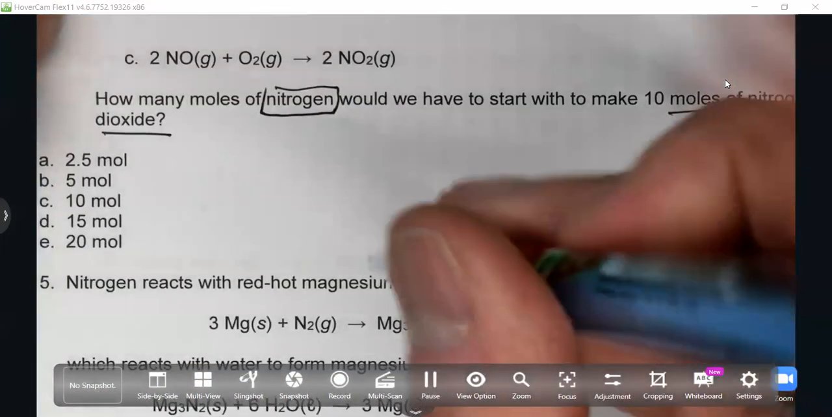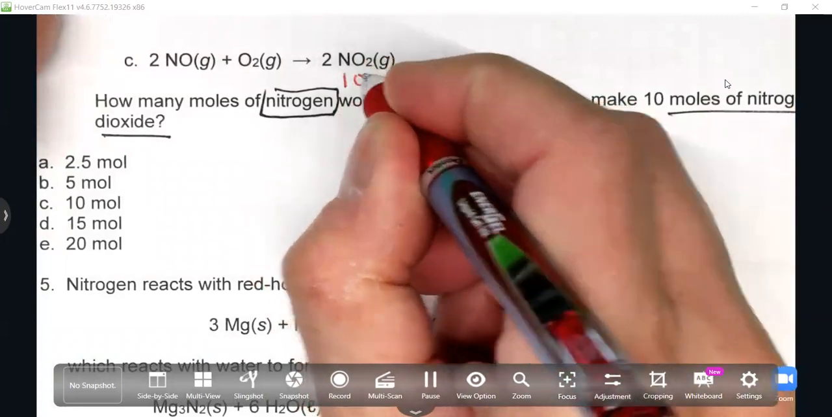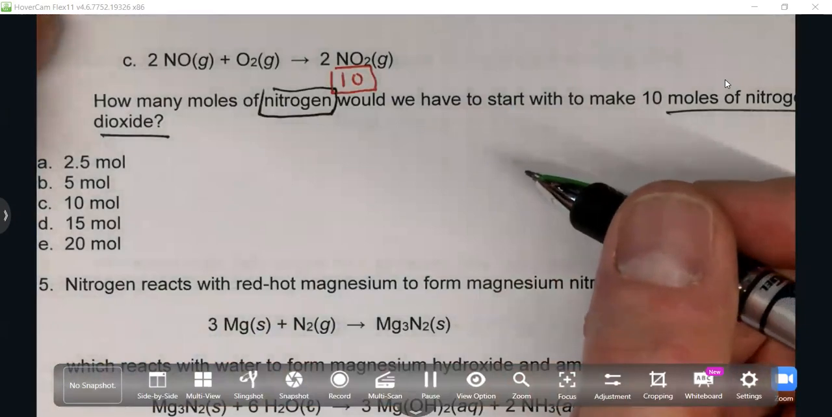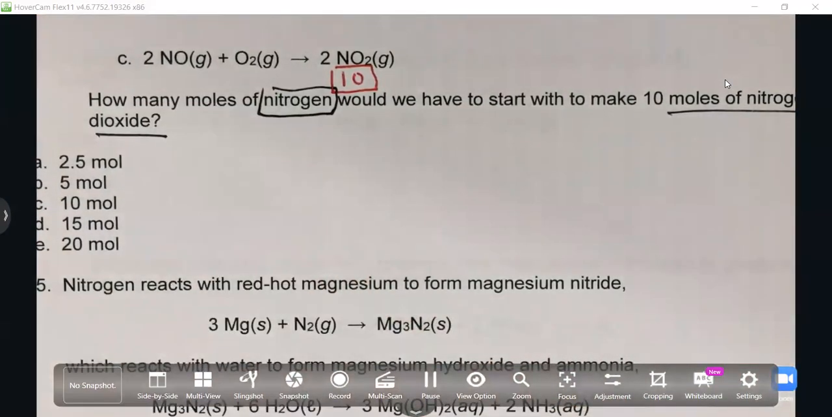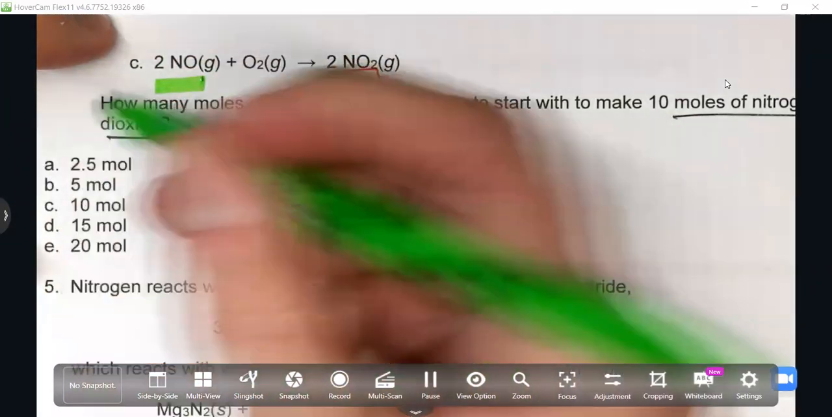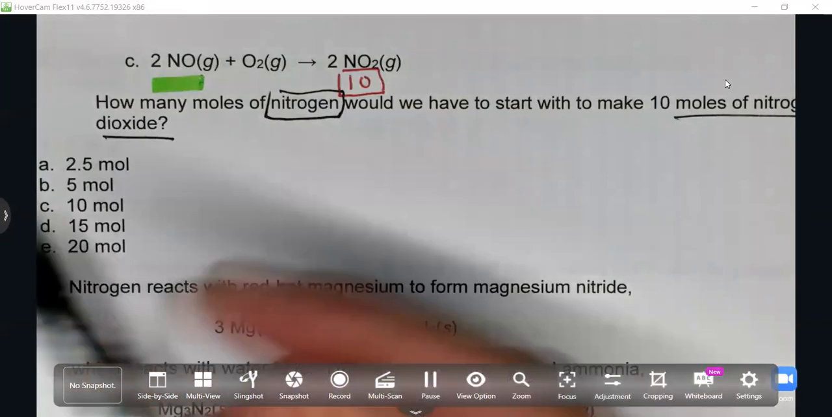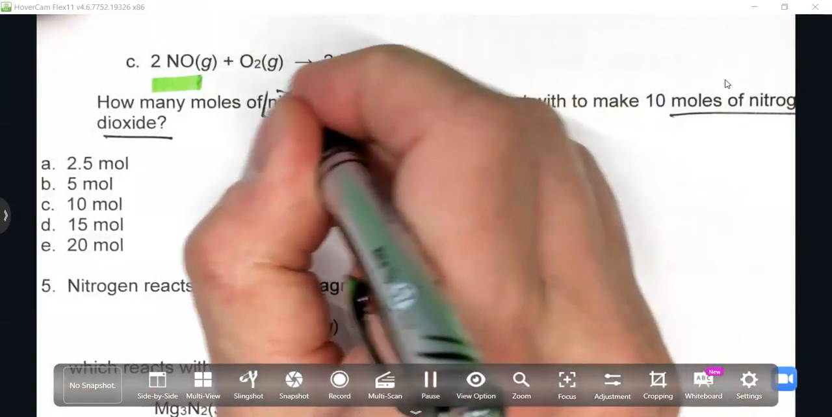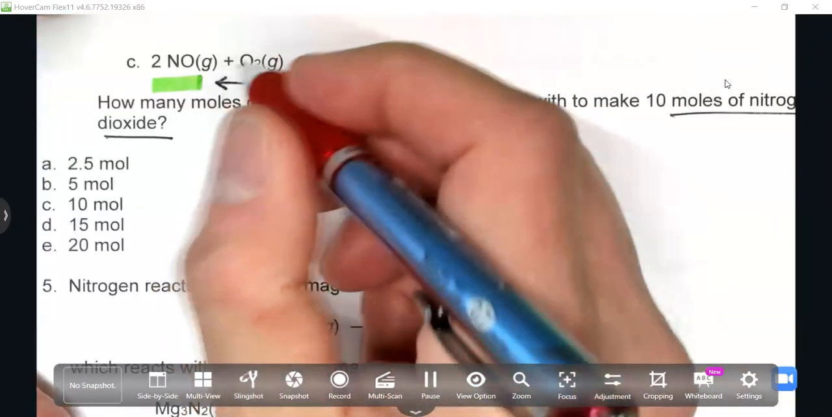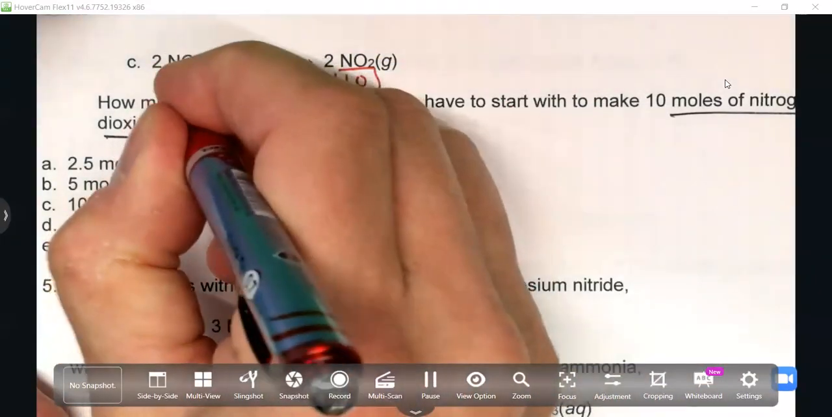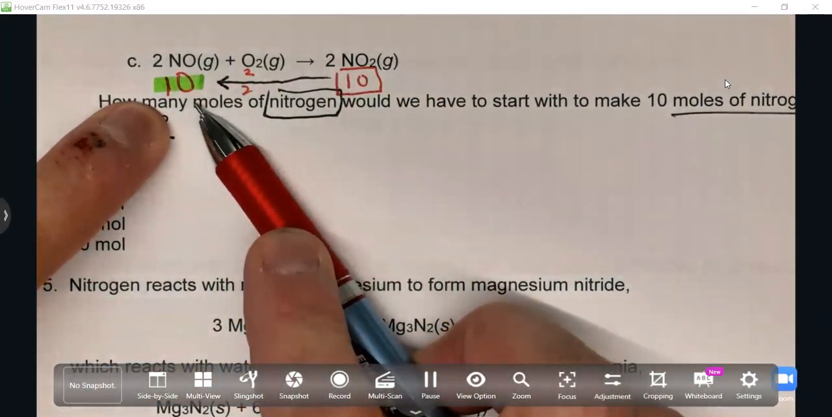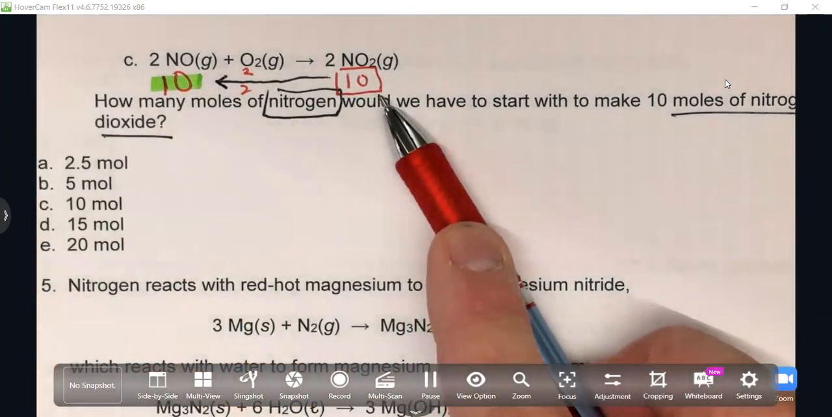That's a great question. We are going to make 10 moles right here. That's our goal. We need to figure out moles of nitrogen monoxide here, because that's produced in the previous reaction. I wish this came out on one page. Let's go this way. What is my mole ratio fraction going this way? 2:2, right? So we need to start with 10 moles of nitrogen monoxide to produce 10 moles of nitrogen dioxide, correct?